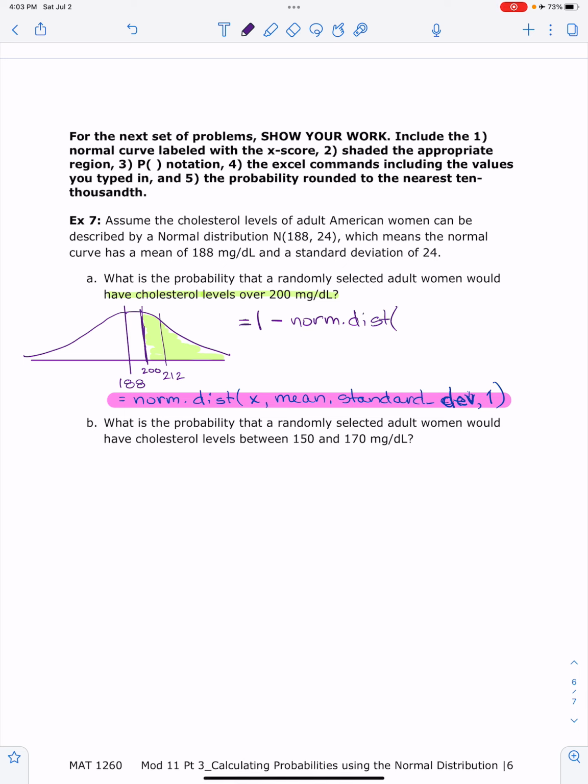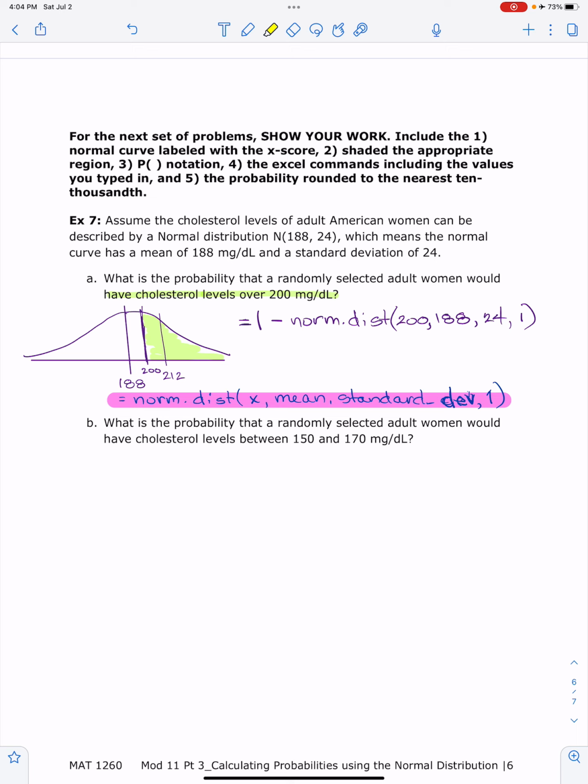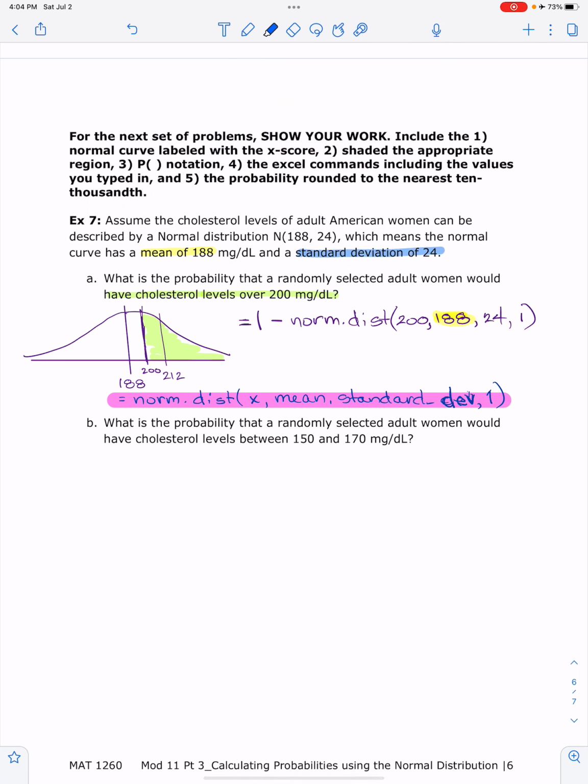Our x value, which is 200, our mean, which is 188, our standard deviation, they told us, was 24. Again, 1 for that cumulative distribution. So let's see if we can just make sure that everything makes sense. Mean of 188, here's my mean. I have a standard deviation of 24. There's that.